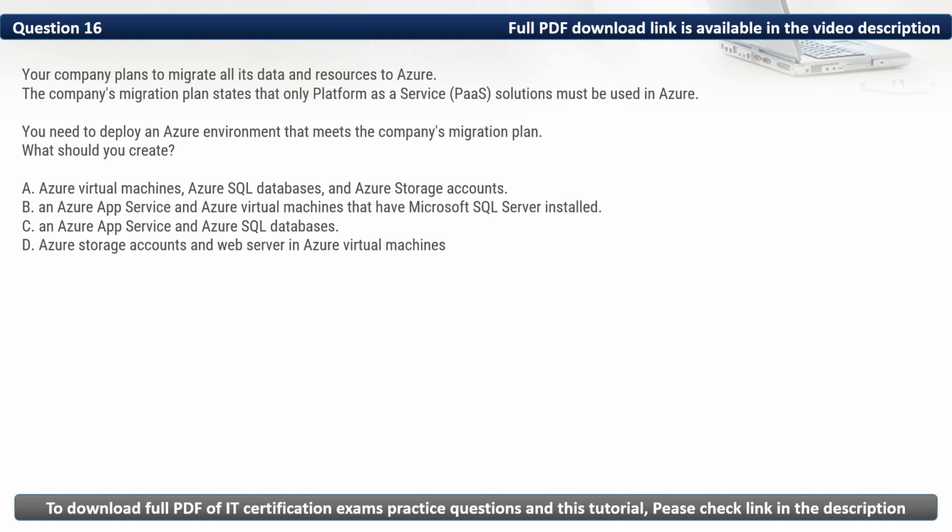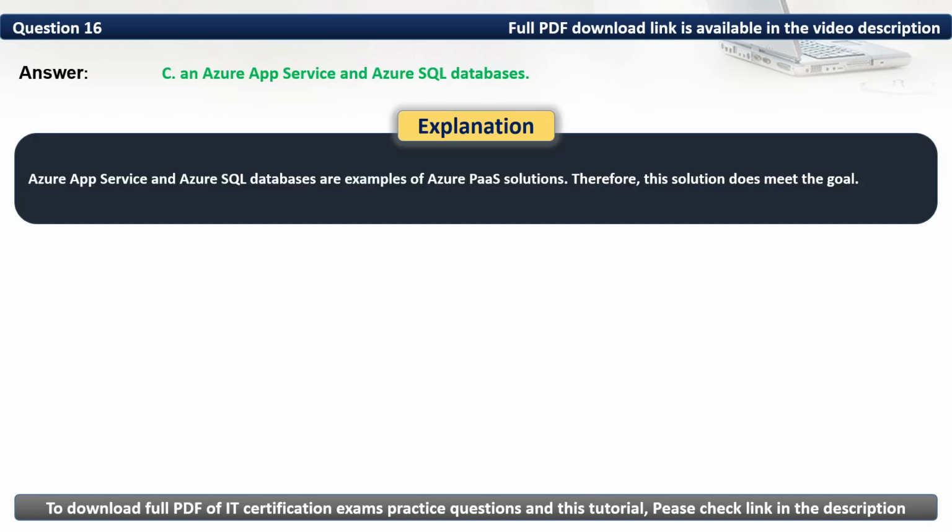Here in this question, the company's migration plan states that only platform as a service solutions must be used in Azure, and we need to deploy an environment that meets the company's migration plan. As such, we can create an Azure App Service and Azure SQL databases. Thus, the correct option is C. Azure App Service and Azure SQL databases are examples of Azure platform as a service solutions. Therefore, this solution does meet the goal.